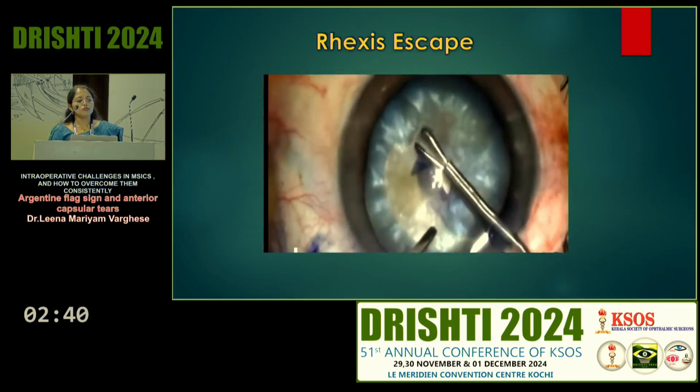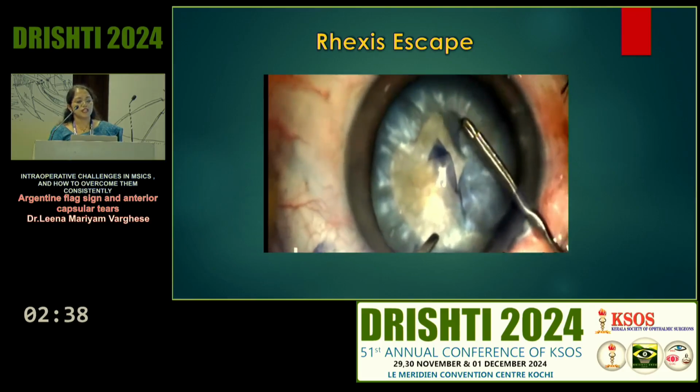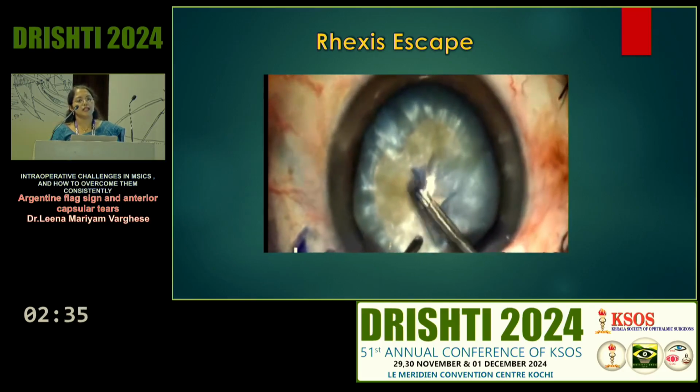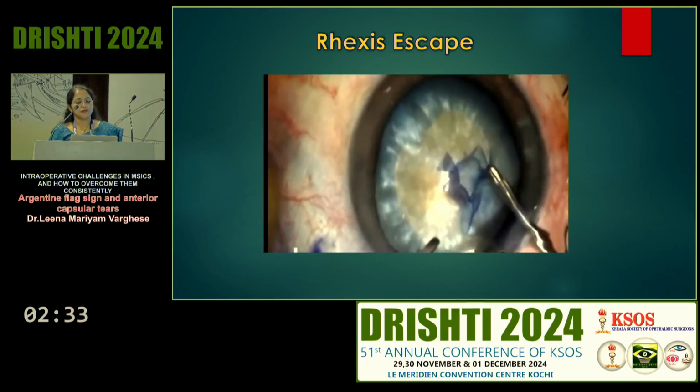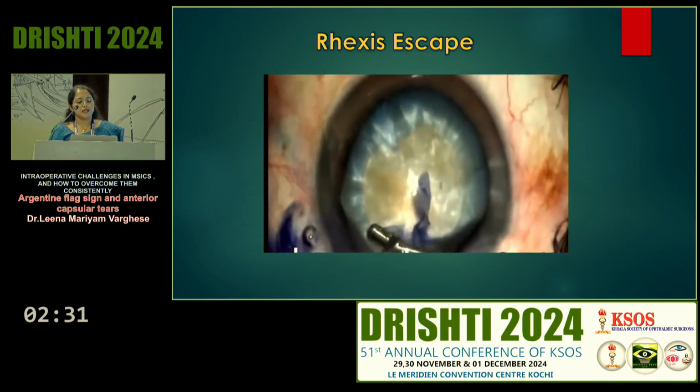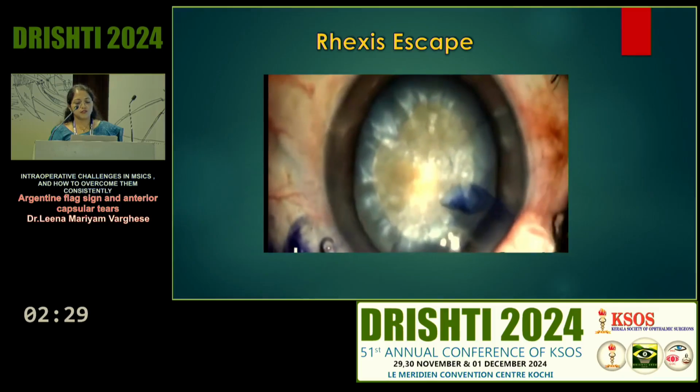Or what you can do is you can start off the rhexis from the opposite side and come and join to the tear where the rhexis has extended. These are the two methods how you can deal with the rhexis escape to the periphery.